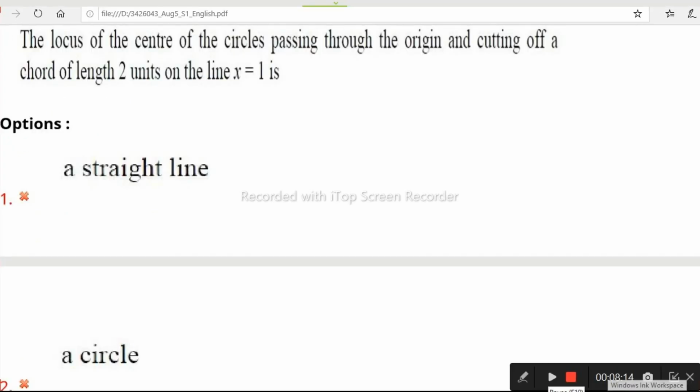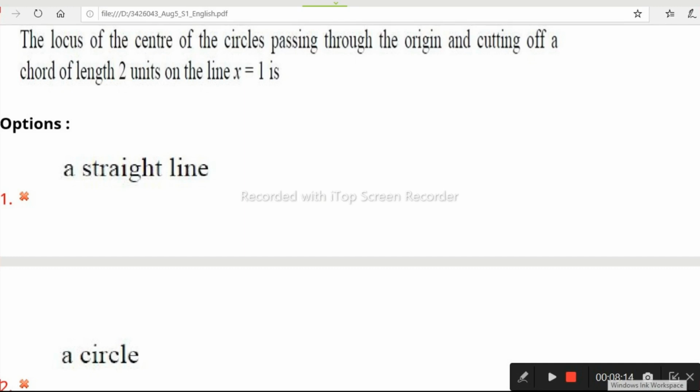Yes, what is this question? The locus of the center of the circle passing through the origin and cutting off a chord of length 2 units on the line x equals 1 is. We want the locus of the center of the circle, for which the length of the chord is given as 2 units and which is passing through the origin, which is also given.